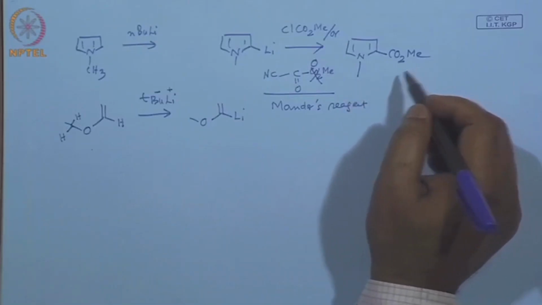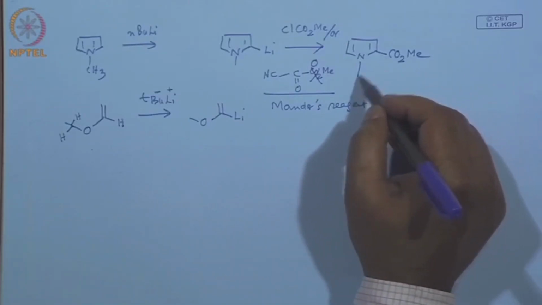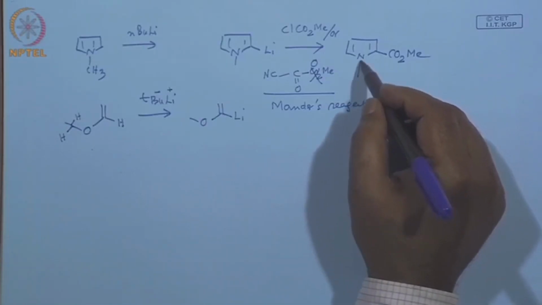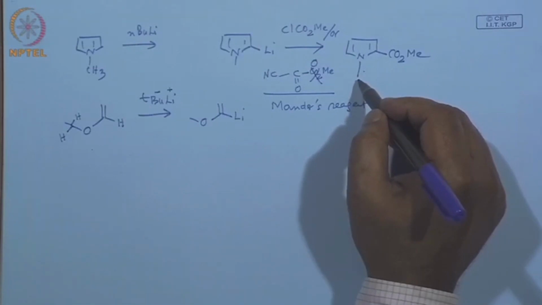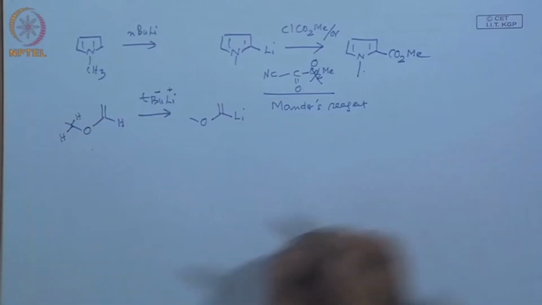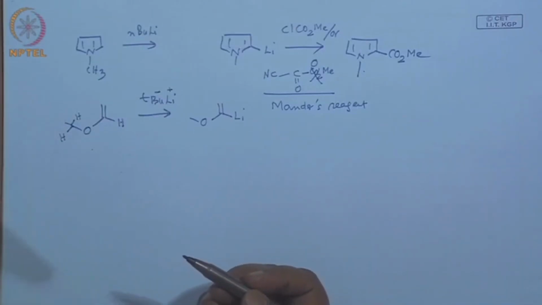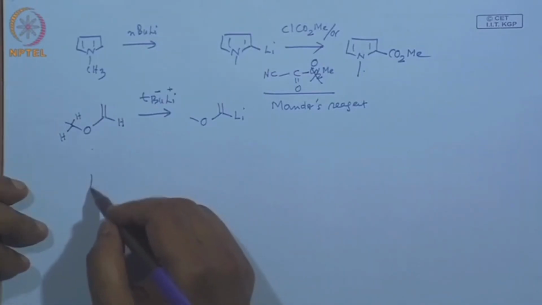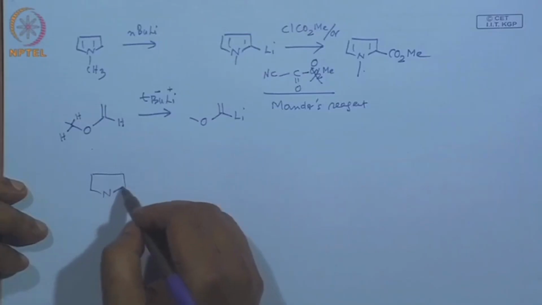But then there is a problem. What is the problem here? The removal of this methyl group. If you want to have an NH in this position, you have to remove the methyl group here, and deprotection of a methyl group from pyrrole is a tough job, whatever you try to do. So, obviously all of us know what is the next option. If you want to do a lithiation at the 2 position, the protecting group has to be substituted, right.